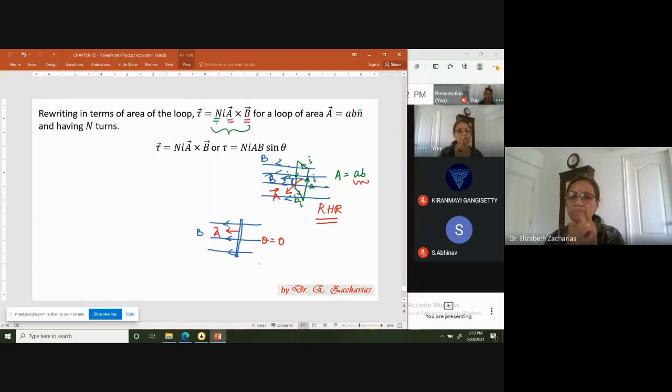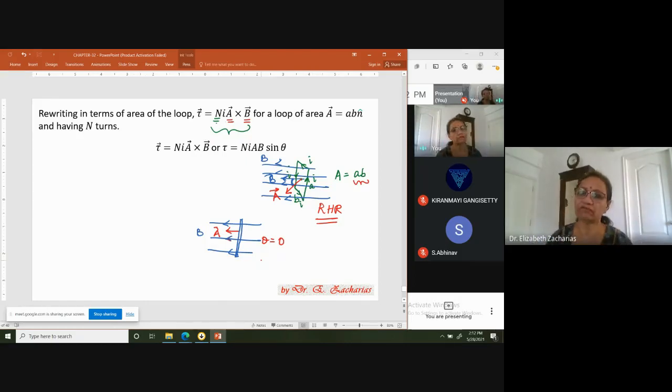The force that is there on the two arms will become coupled, and it's going to act on that loop and turn it so that the plane of the loop becomes perpendicular to the magnetic field, or the area vector becomes parallel to the magnetic field. These are two things I'm telling you.